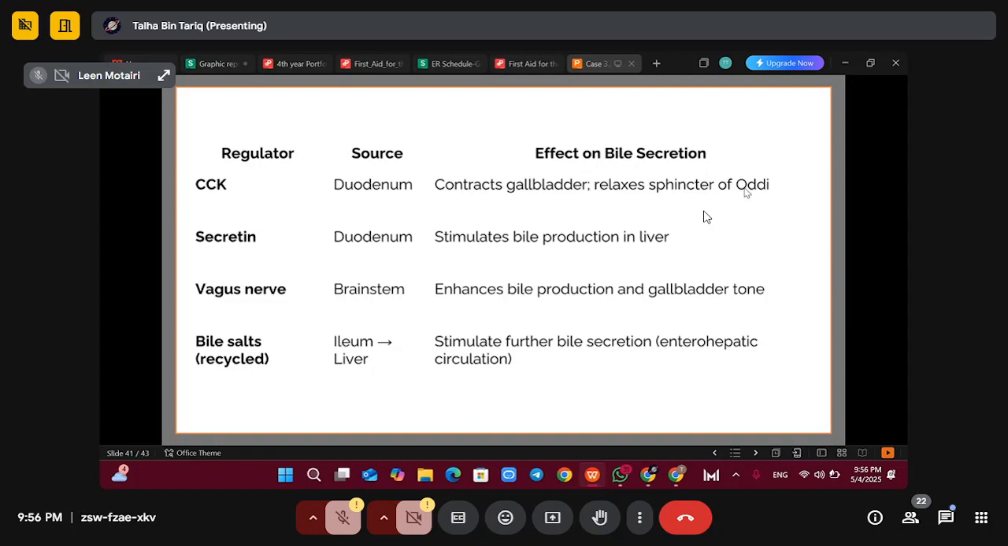Then we have secretin, the source is the duodenum, and it stimulates the bile production within the liver. Then we have the vagus nerve, the parasympathetic nervous system, which will also enhance the bile production and gallbladder tone. And the bile salts, which are being recycled, as I told you guys in the bilirubin metabolism, once they are reabsorbed and recycled from the ileum and go to the liver, they are stimulating further bile secretion and stimulating intrahepatic circulation.